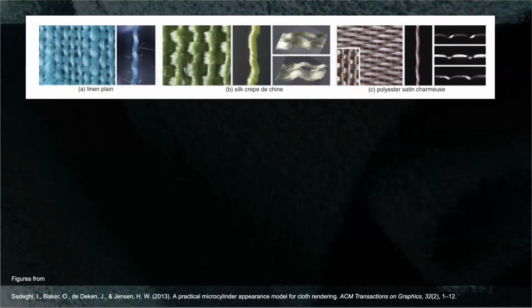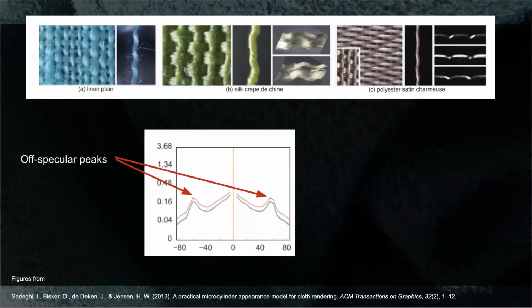What you can also see in these images is that the position of the highlight depends very sensitively on how these yarns are placed relative to each other, and also on the shadowing and occlusion effects of the yarns against each other. And the fact that the highlight can vary so much depending on where you shine the light can give rise to this split specular highlight, or off-specular peaks, that I was mentioning for the silk.